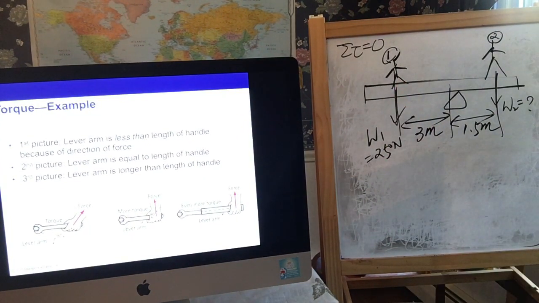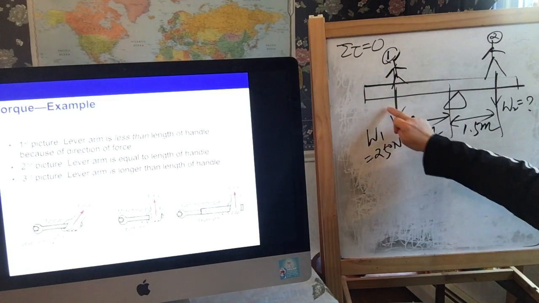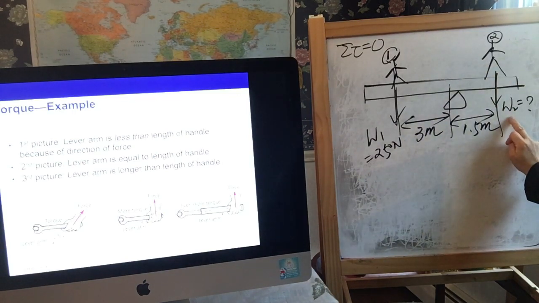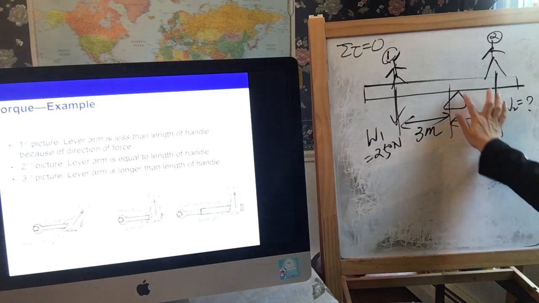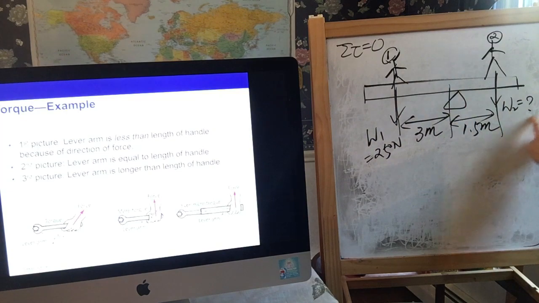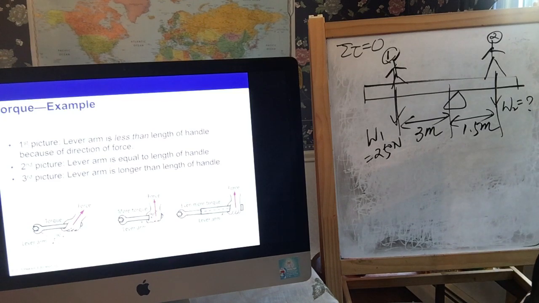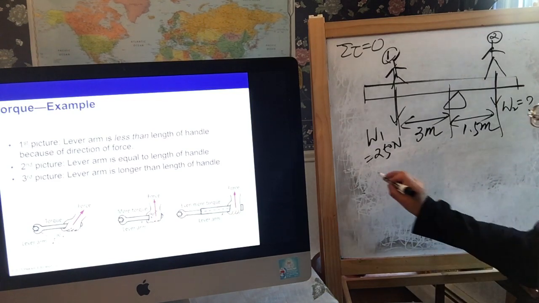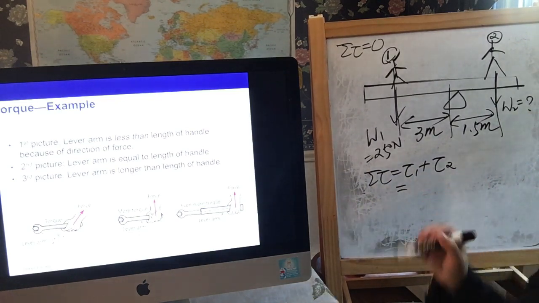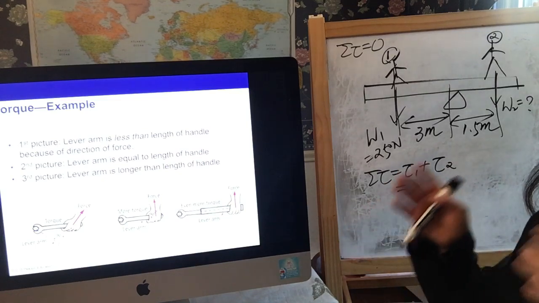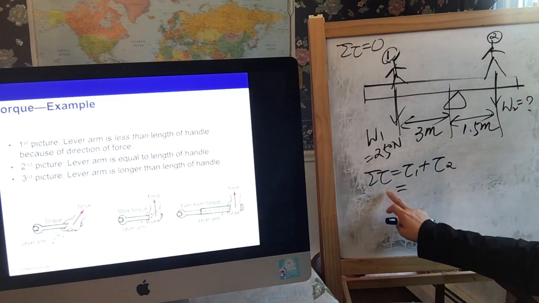Okay. So again, here we have a balance beam. We have a person who weighs 250 newtons. We have another person, and actually we're looking for the weight, but each person is this amount away from the pivot point, and we want to find out how much this person weighs in order to balance this beam. So we need net torque to be 0. How do we find net torque? Net torque equals torque 1 plus torque 2. So we are finding the torque generated by each force, and we add them together. That's going to give you the total torque, net torque.